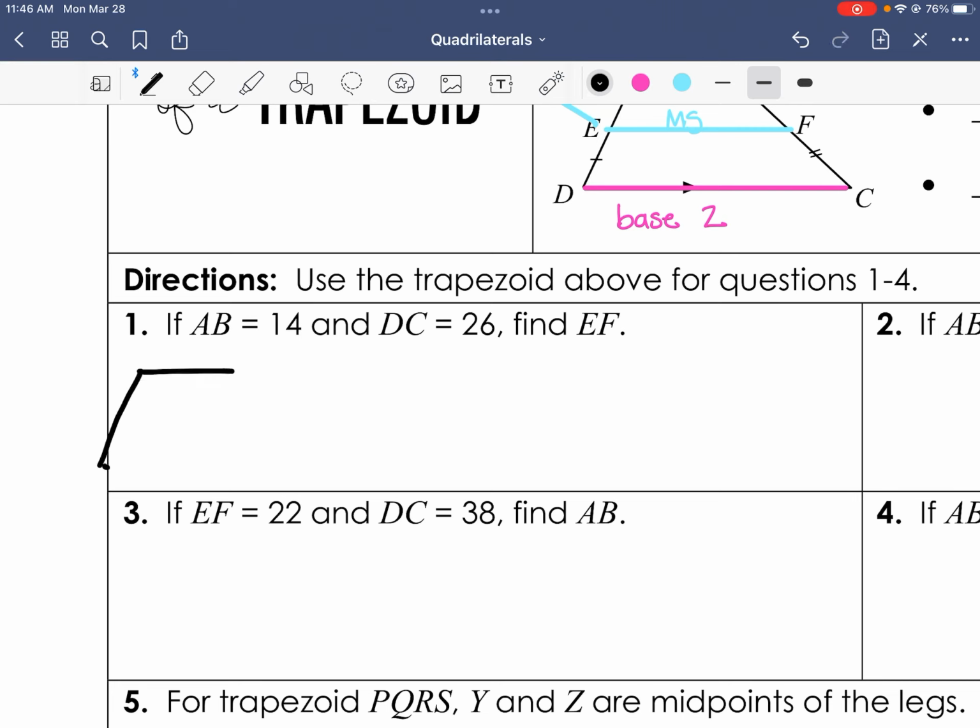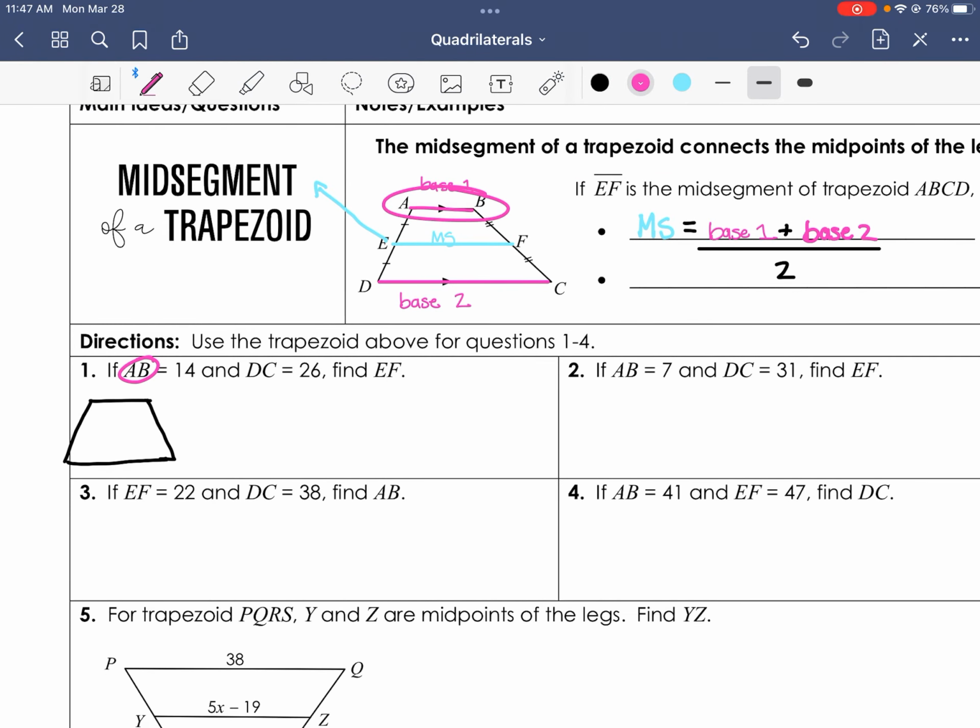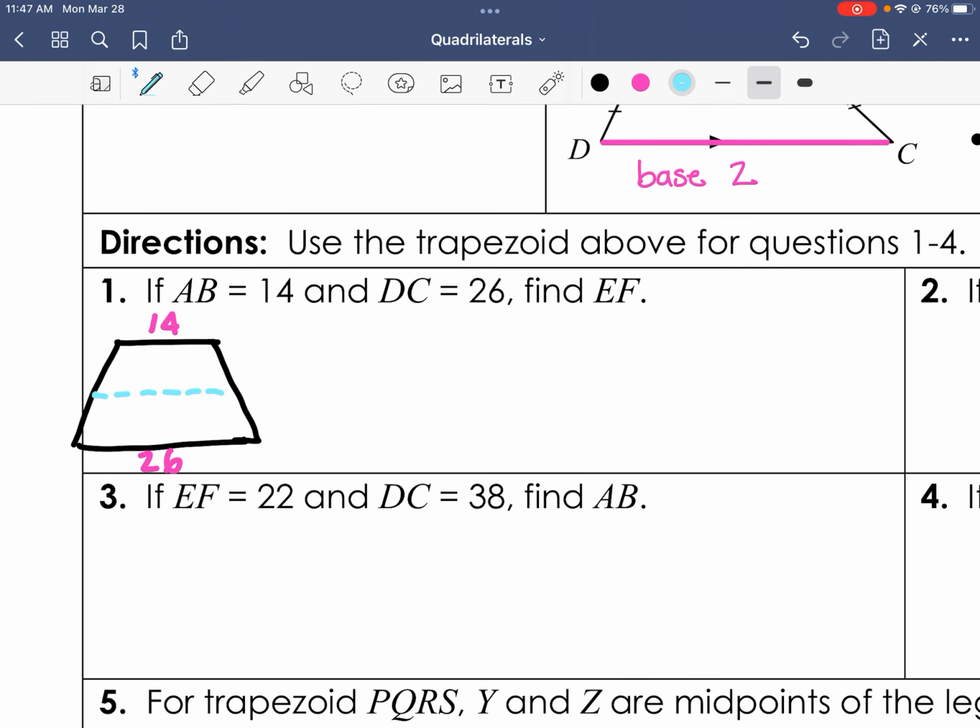So I'm going to draw my trapezoid over here. So if we look, AB up here is our first base. So if AB is 14, then the 14 goes up here. DC, again, it's referring to the trapezoid on top, is our bottom line. It's our bottom base. So the 26 goes down here. EF is our mid-segment. So it's asking us, what is this mid-segment right here?